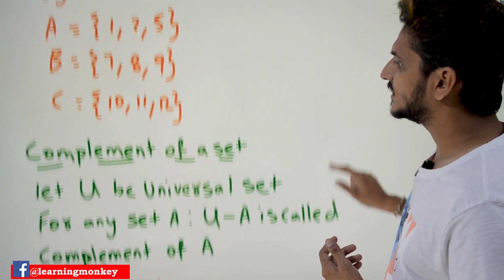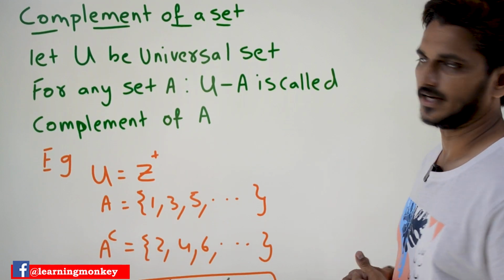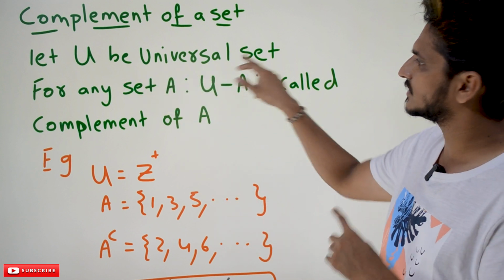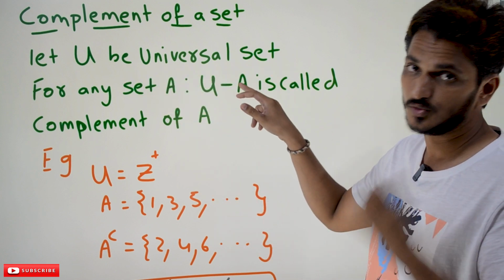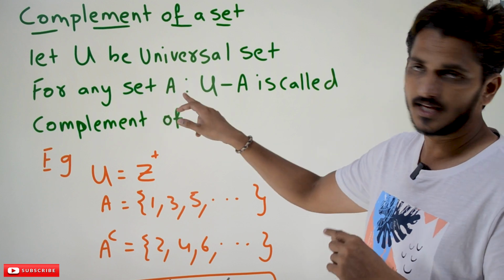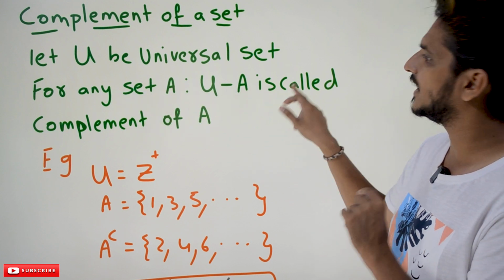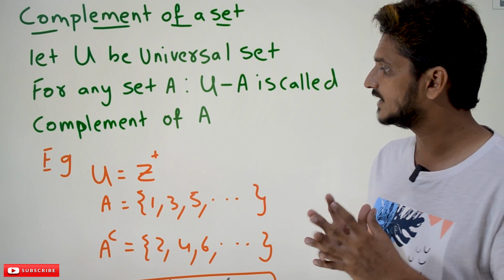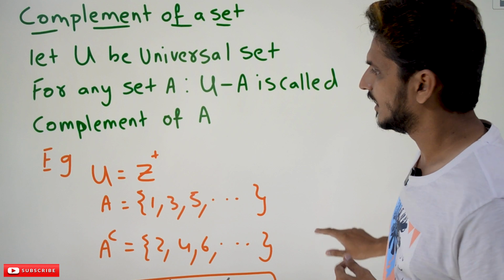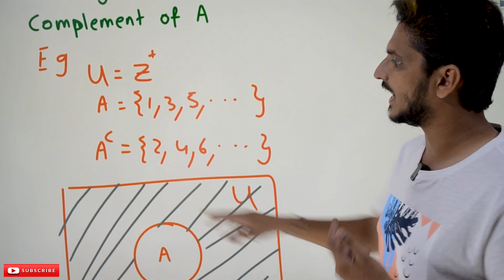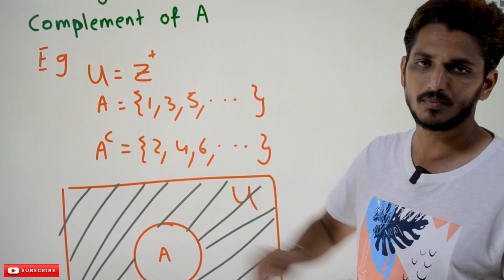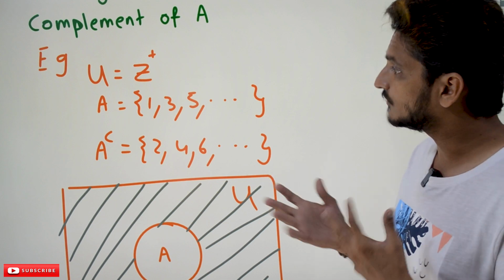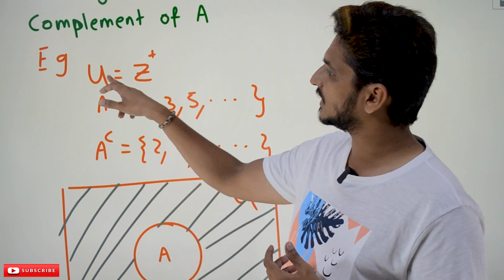Now coming to the next topic, complement of a set. Complement of a set means, let U be the universal set. If you assume U as the universal set, then for any set A, U minus A is called the complement of A. This is the symbol, A with a power of complement. That is how we represent the complement of a set. With an example you are going to get a better understanding.